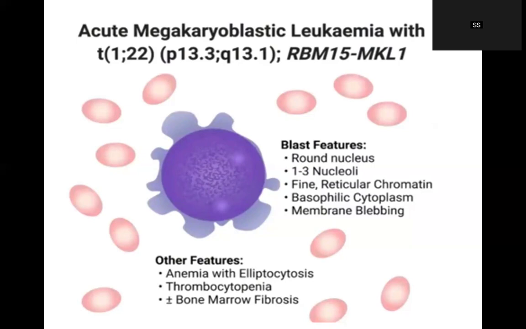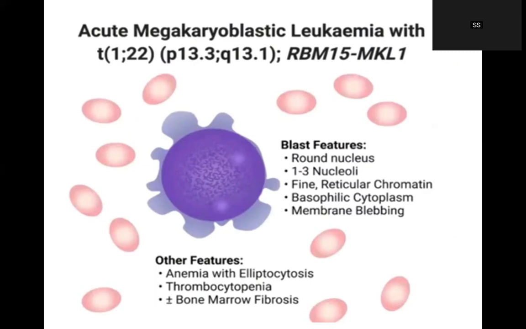And other features clinically, the patient will have anemia and thrombocytopenia, plus or minus bone marrow fibrosis will also be present. In the peripheral smear, whenever you encounter anemia with elliptocytosis and the patient is a kid, you should always suspect megakaryoblastic leukemia. And also in the peripheral smear, the blast features will have the specific characteristic of membrane blebbing or pseudopods with the basophilic cytoplasm. So acute megakaryoblastic leukemia has a bad prognosis with the fusion gene RBM15-MKL1.